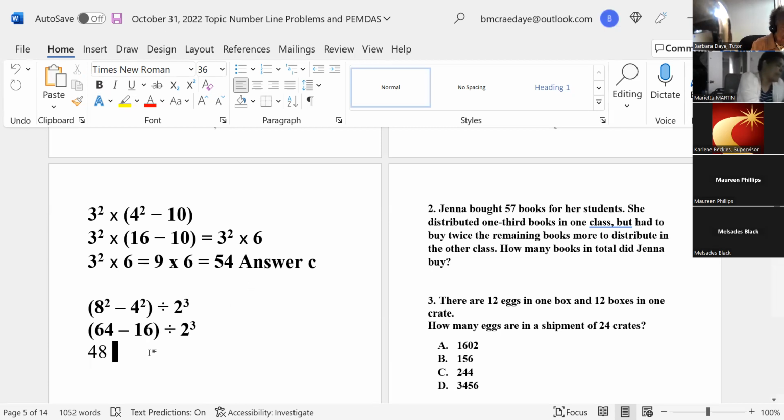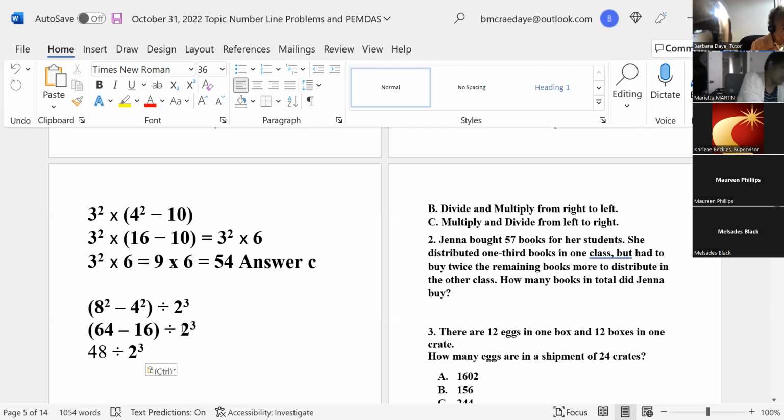And what's 2 to the third power? 2 twos, 4, 4 twos, 8. Okay, 2 times 2 is 4 times 2 is 8. So that would be 8. And then 48 divided by 8 equals what?